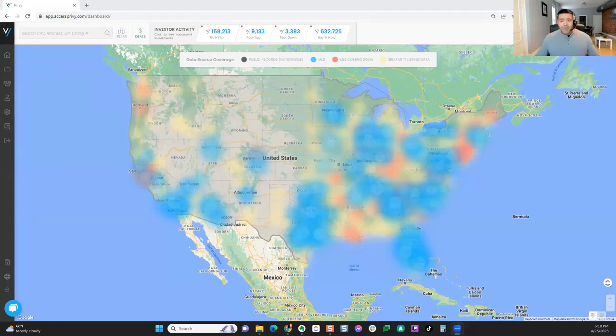But there are 3 main things you should consider when choosing a market to target. The first thing is you want to be in a high investor activity area, and I'm going to show you that in a second. If you can get a high investor activity area to align with one of these blue areas where we've got direct to MLS, you're going to be able to up your game. You're going to have more boxes checked to be able to execute the strategy.